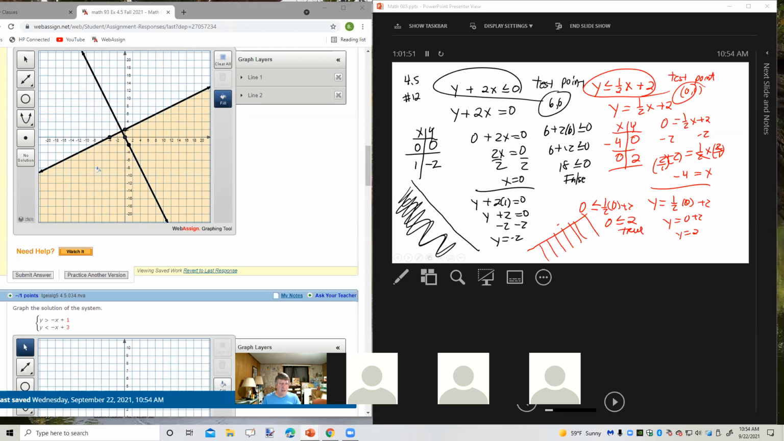So going back, this first line, y plus 2x less than or equal to 0, would be shaded here and here. The second line, y less than or equal to 1/2 x plus 2, would be shaded here and here. So where do they overlap? Right there. So there's your final solution. Both lines are solid in this case because both inequalities include equals right here and right here. And this is the shading that overlaps. Any questions on that one?